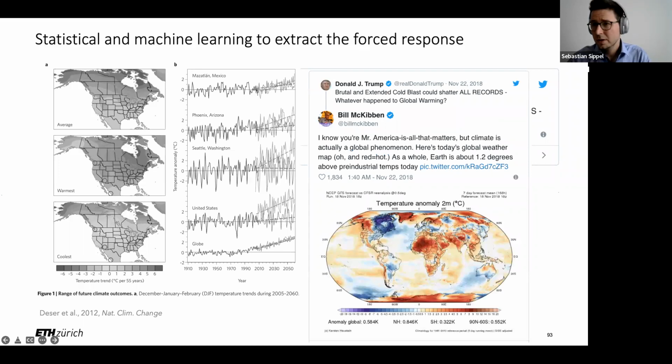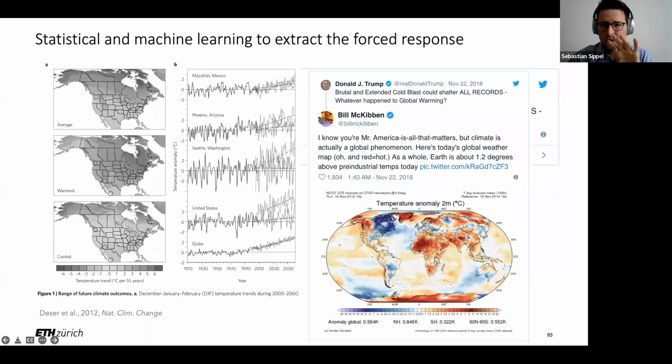Of course, people are quick, like this journalist here, to respond and say, well, you missed that America is not all that matters, because climate is actually a global phenomenon. And on a global weather map, it turns out that on this particular day, when North America, or say the East Coast, was quite cold, Earth as a whole was about 1.2 degrees above pre-industrial temperatures.